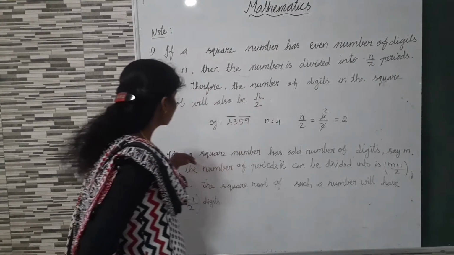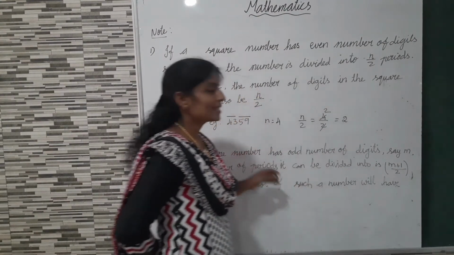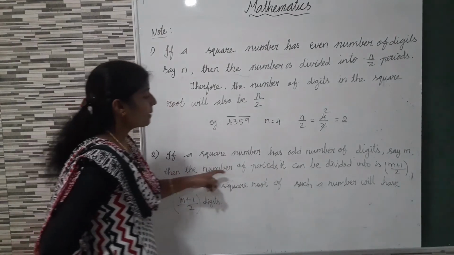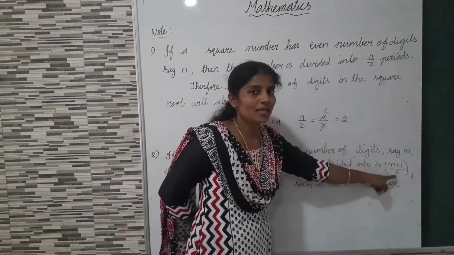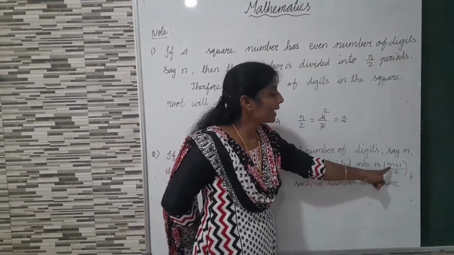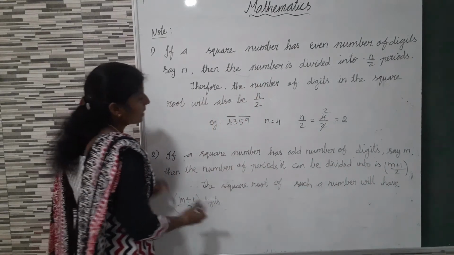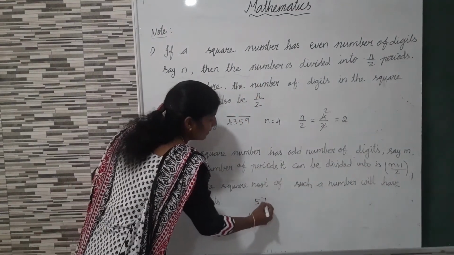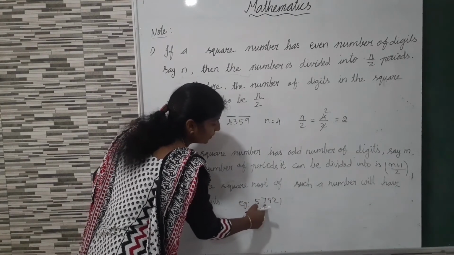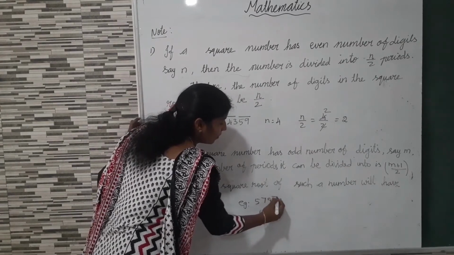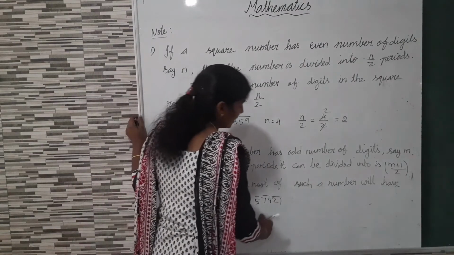Now the second one. If a square number has an odd number of digits, that is m, then the number of periods it can be divided into is m plus 1 by 2. Odd means we use m plus 1 by 2. For example, here 5, 7, 9, 2, 1. This is 1, 2, 3, 4, 5. Here the first, second period, then the third period. We have 3 periods.